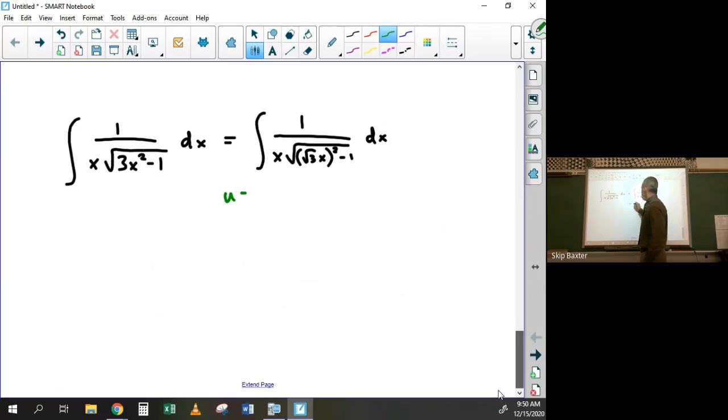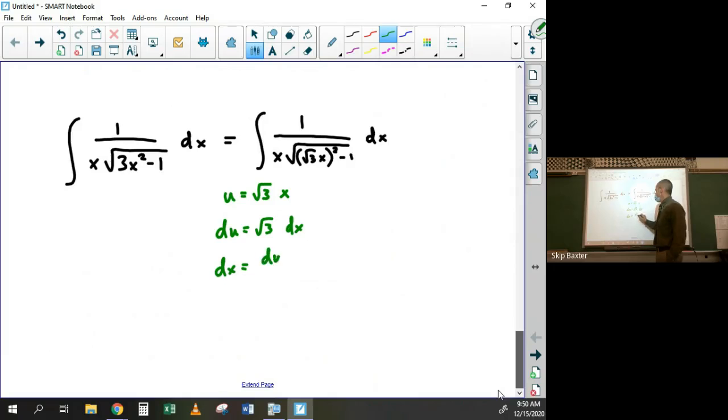So u would be radical 3x. du would be radical 3 dx. So dx equals du over radical 3. Yeah, it does seem like it's just going to turn out to be the shortcut. So this is going to be the integral of 1 over, okay, so it's not quite, because then you're going to have this x here that's not going to cancel with anything.